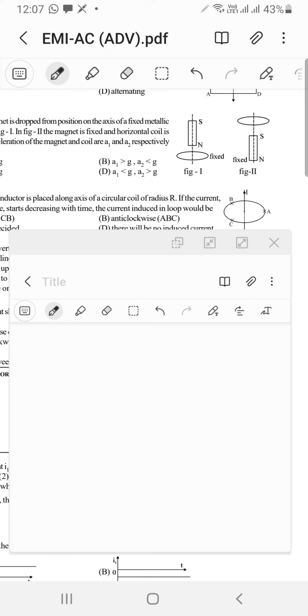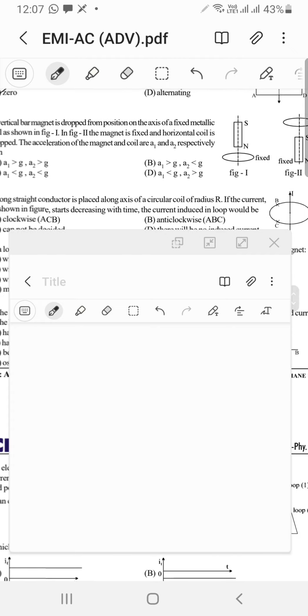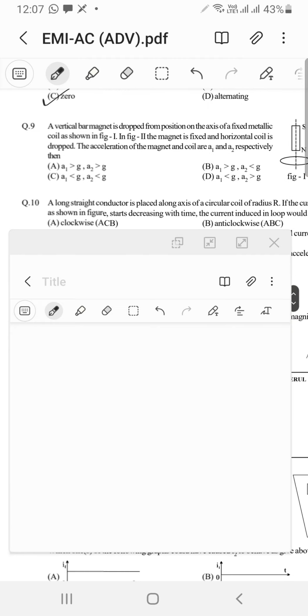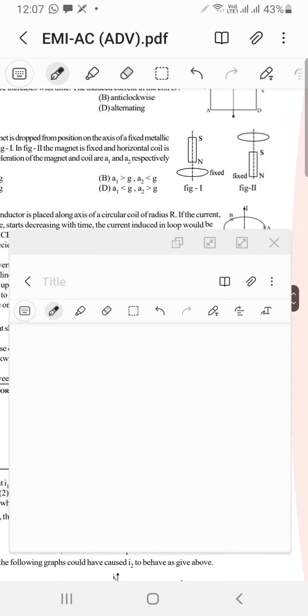Both should be less than g, I think so. Oh wait, we just want to say if they are less than g or not. Ah, yeah, both are less than g because they don't want the flux through them to change, so they just want to stay wherever they are right now. It can only be less, it cannot be more.